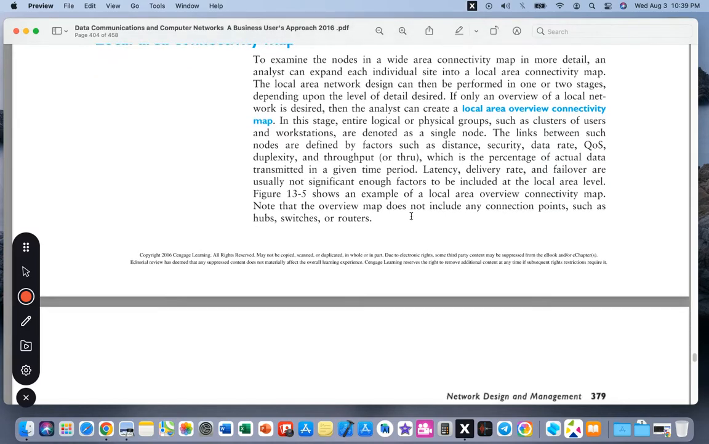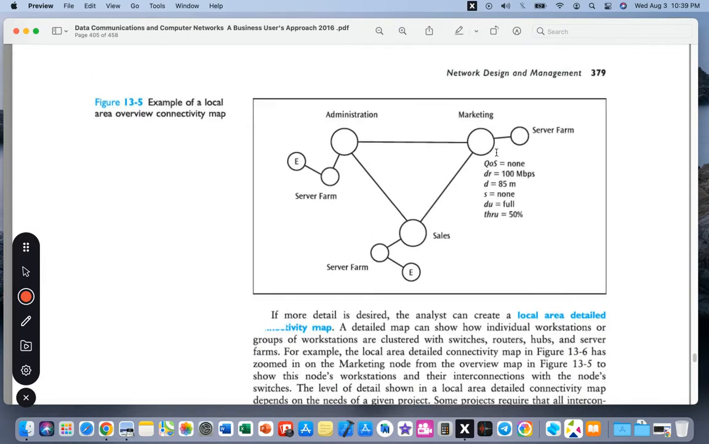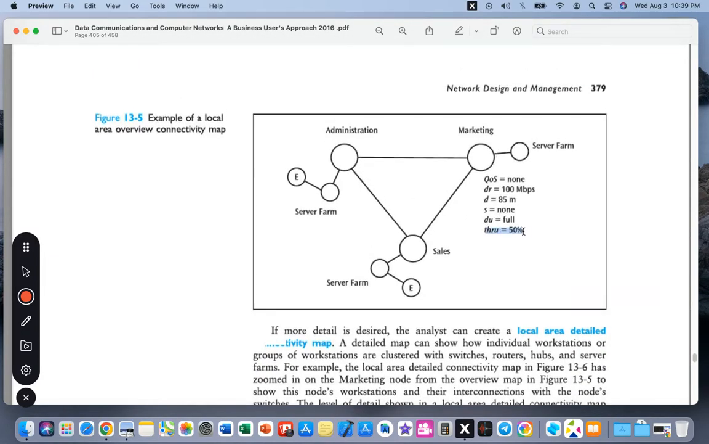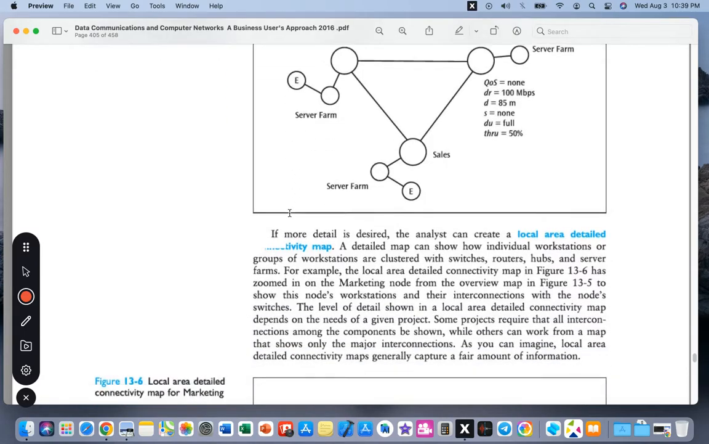LAN connectivity map. Here we have the throughput. Over there we don't have any throughput. And the example of a local area overview connectivity map: server, marketing server, demonstration.